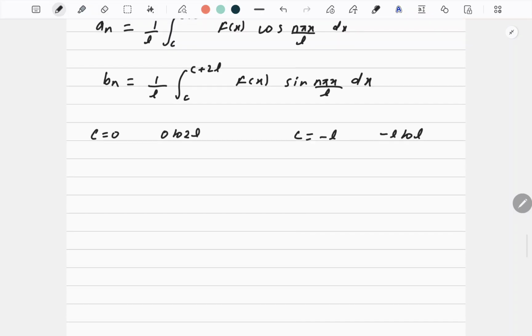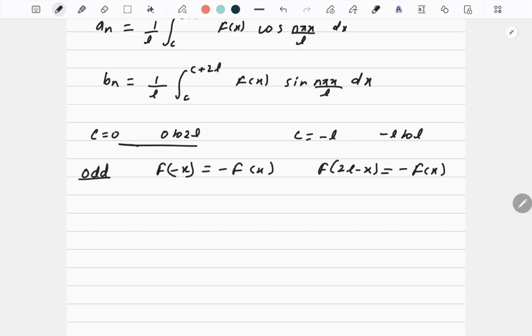Before starting, one more thing we will discuss. How do you check an odd function? The same process: if f(-x) is equal to minus f(x), it is an odd function. Also, in the range 0 to 2L, if f(2L minus x) is equal to minus f(x), then it is an odd function. In case of an odd function, a0 is equal to 0, an is equal to 0, and bn is equal to 2 by L integral 0 to L f(x) sin n pi x upon L dx.